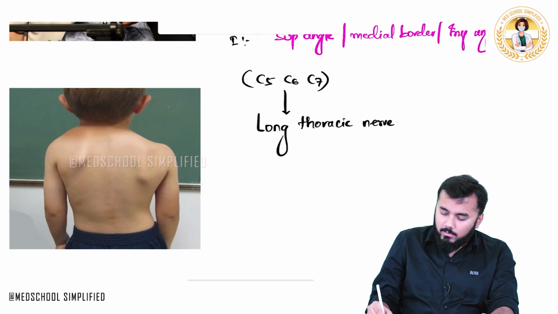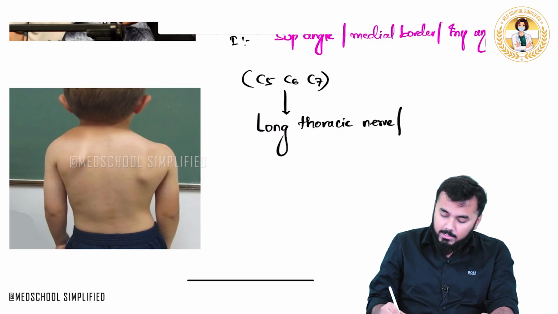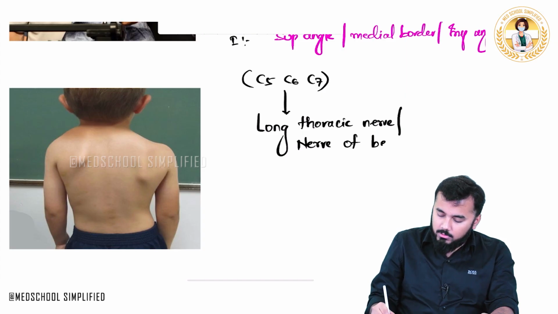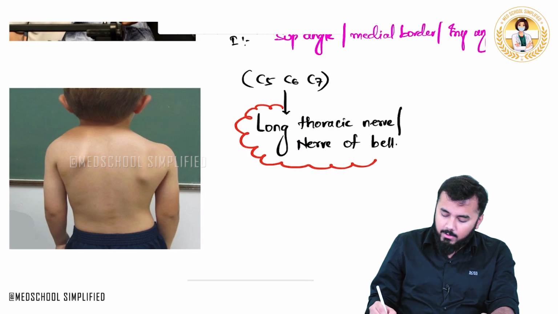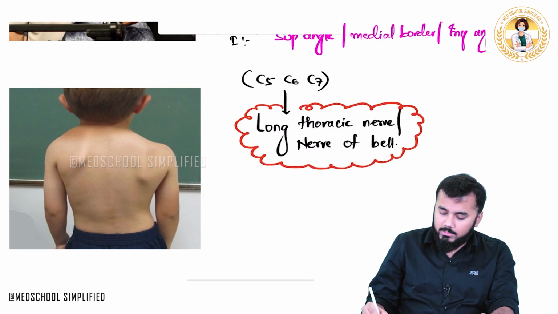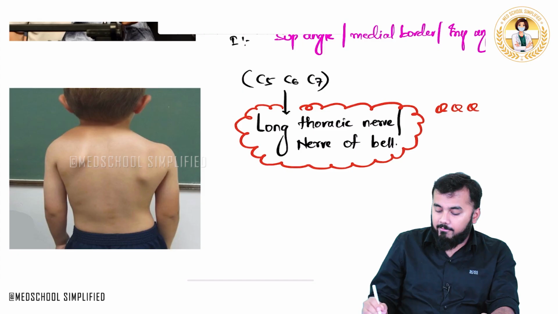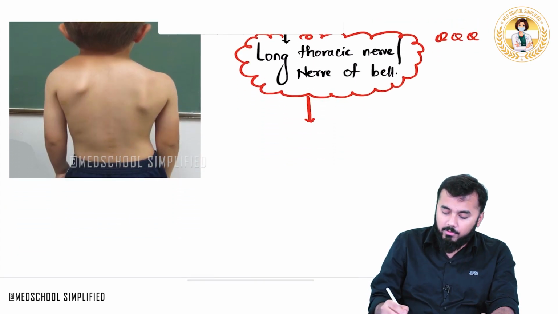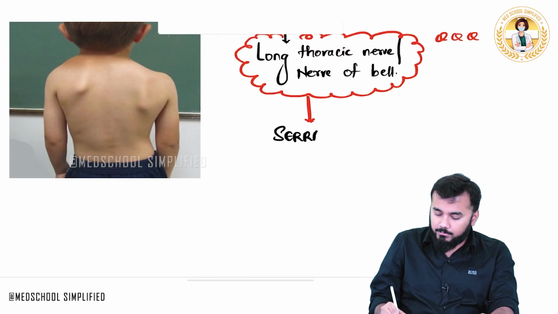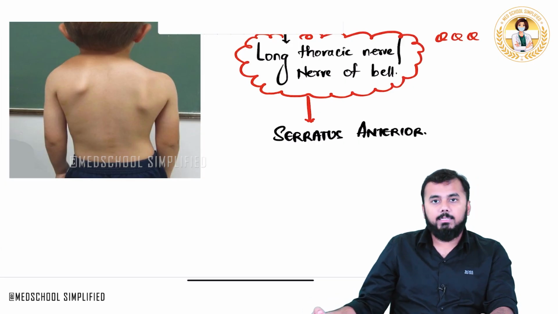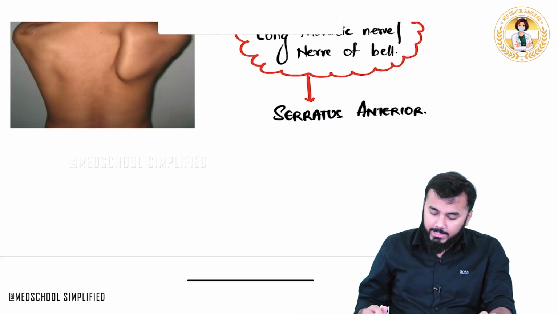The long thoracic nerve is also called the nerve of Bell. Very, very important. This is asked a number of times. And where does this long thoracic nerve or the nerve of Bell supply? It supplies your serratus anterior muscle.